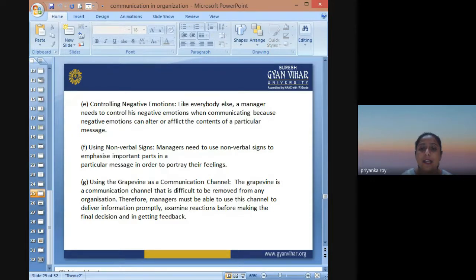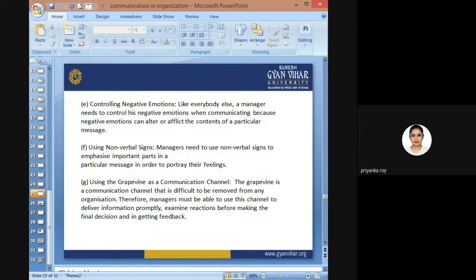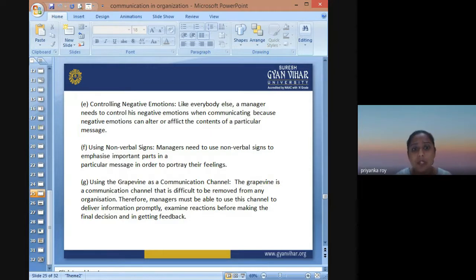Using non-verbal signs. The manager needs to use non-verbal signs in emphasizing important parts in a particular message in order to portray their feelings, like vocal cues. How if I say hello, that means I may be angry. Or if I say hello, it means I'm very pleased. So these vocal cues are also non-verbal signs for understanding which emotions the message being transferred carries.